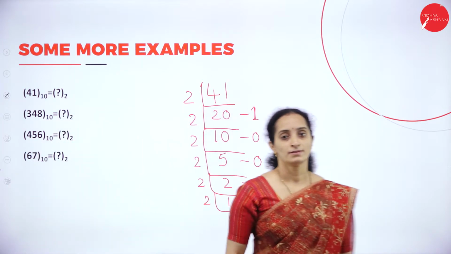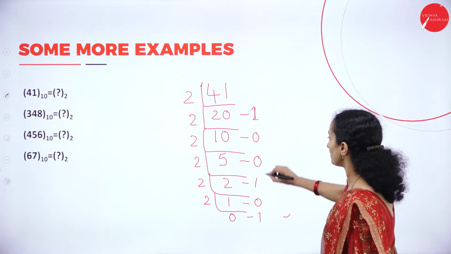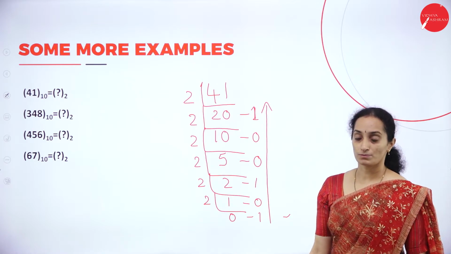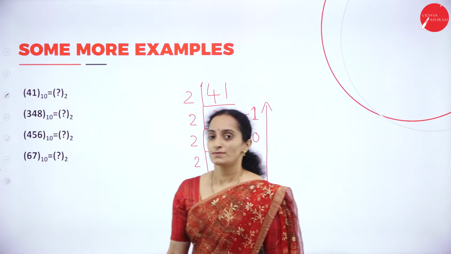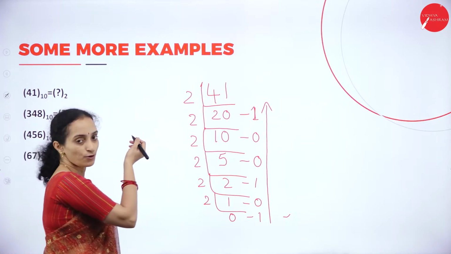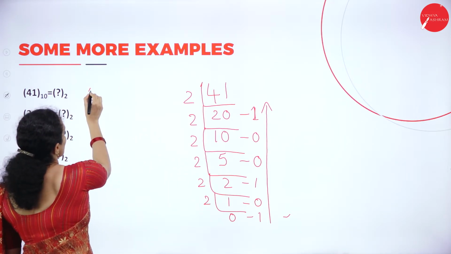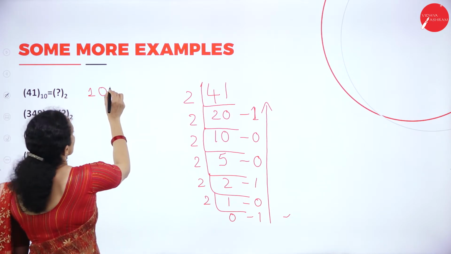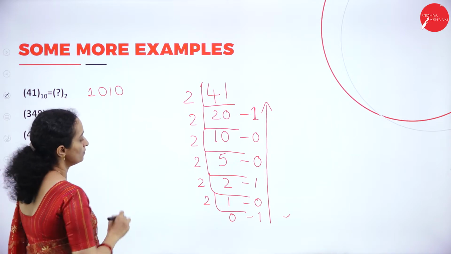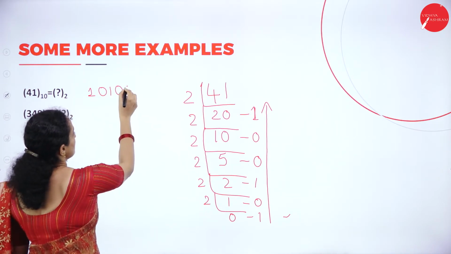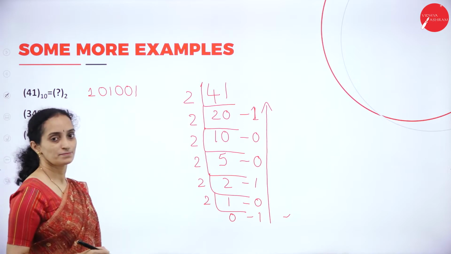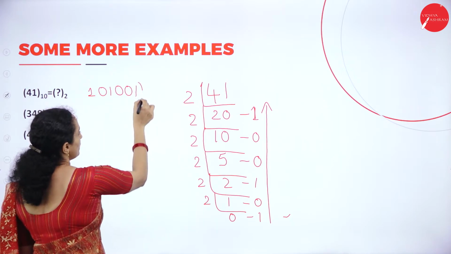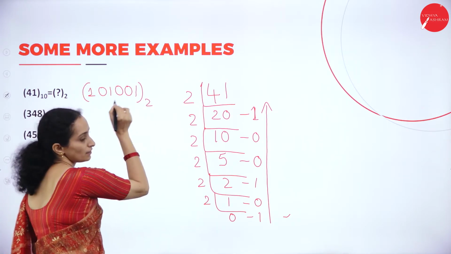How do you list out the converted number? From bottom to top. Now I can represent this 41 as 1, 0, 1, 0, 0, 1. The answer is 101001 to the base 2.